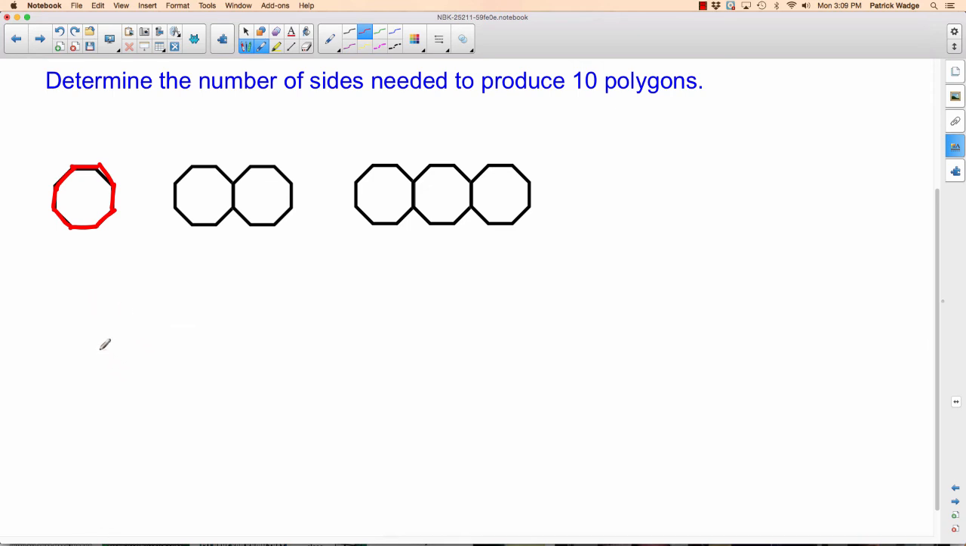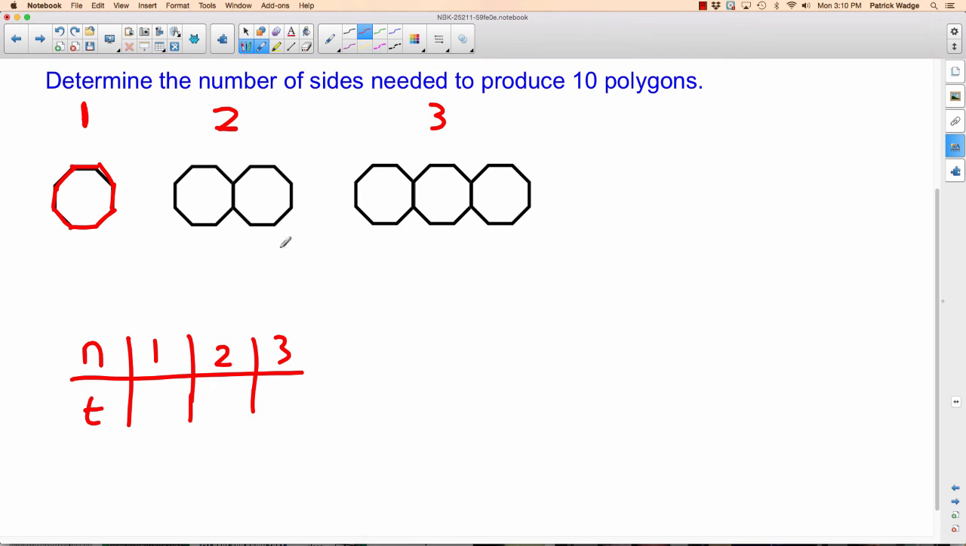So I'm actually going to set up one of my tables, the n and t table. Let's do that. When n is 1, in other words, the first shape, this is my second shape, and this is my third shape. So 1, 2, 3. This is what I'm interested in. And then I'm interested in 10 after that. Okay, that's what the question is, what goes there. So when I have my shape number 1, I counted 1, 2, 3, 4, 5, 6, 7, 8, right? So that goes 8. When there's 2, count with me here.